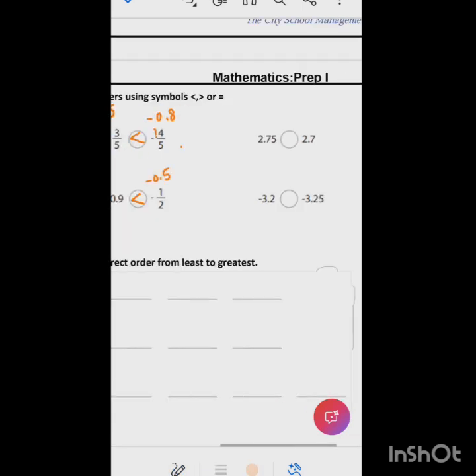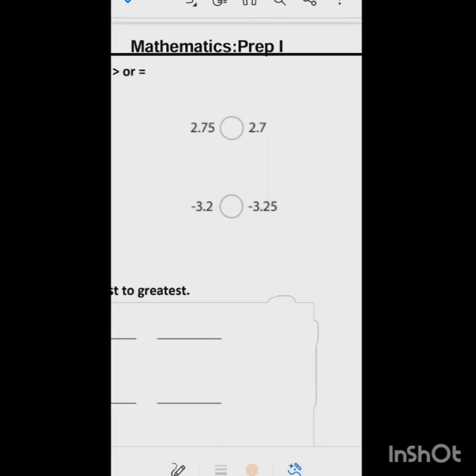So very good. Now this one: 2.75 and 2.7. Which one is bigger? Ma'am, 2.75. That's right. Actually, there is a zero here, right? So this is 2.70, because it is not mentioned, so we can put a zero. And this is 2.75, so definitely 2.75 is bigger.